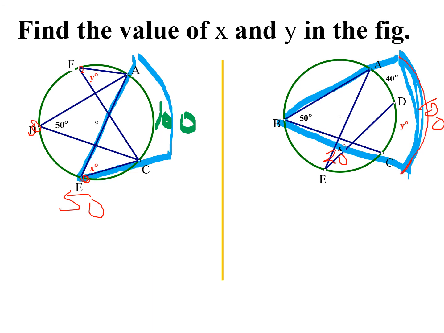And to find Y, 40 and Y add up to 100. Remember segment addition and angle addition? Well, now you've got arc addition postulate. So angle Y would be 60, arc Y would be 60 degrees. They add up to be 100.